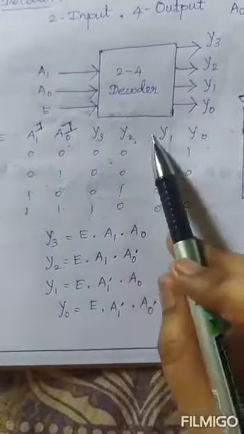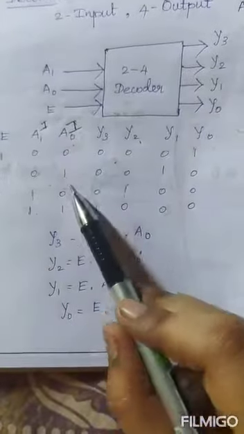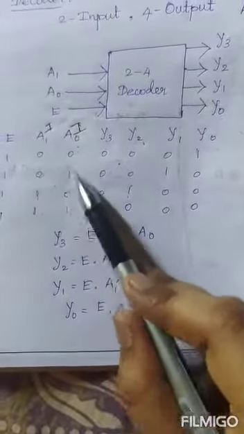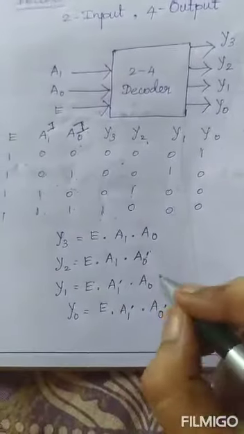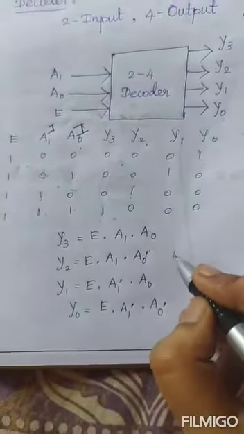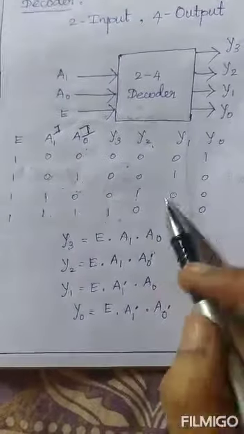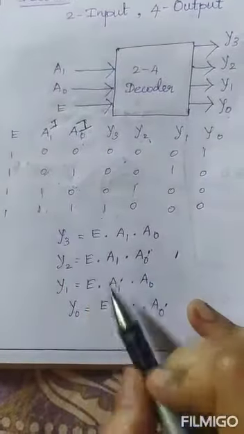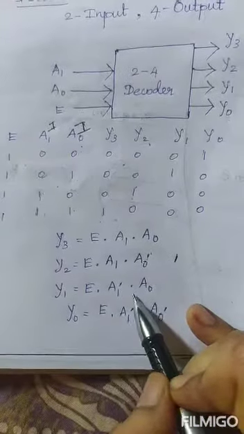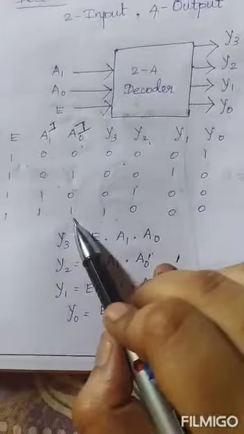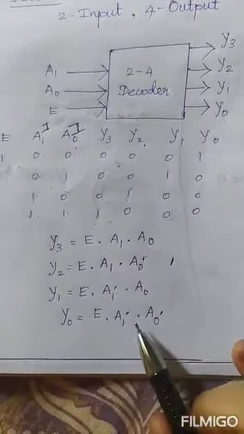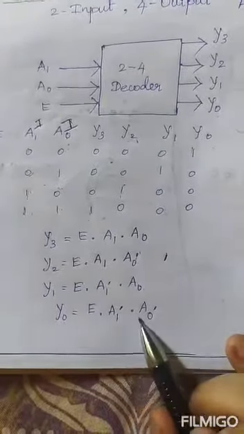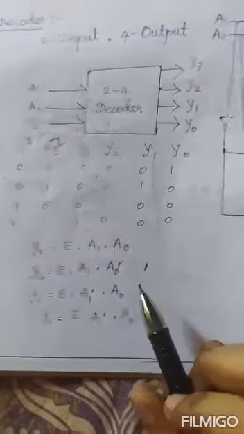Next I am coming to Y2. In this Y2, in A0 alone the current passes. So I write E dot A1 dot A0 dash. Wherever the current passes, I write the dash there. Next for Y1, in A1 the current passes. So E dot A1 dash dot A0. Next in Y0, in both the inputs A1 and A0 the current passes. So for both I write the dash. E dot A1 dash dot A0 dash.